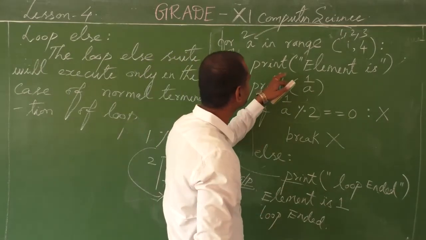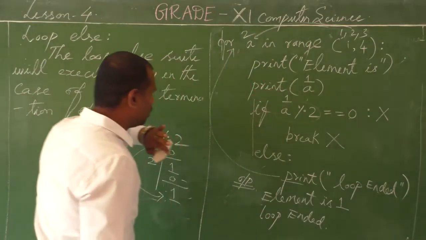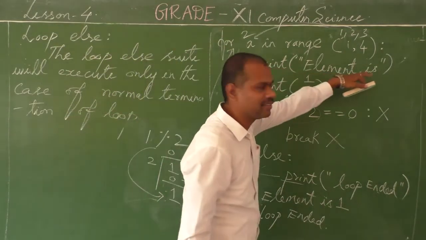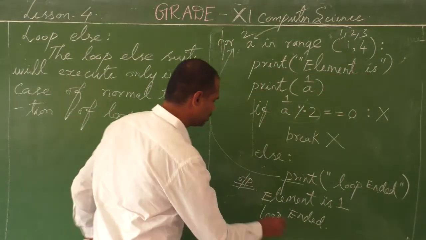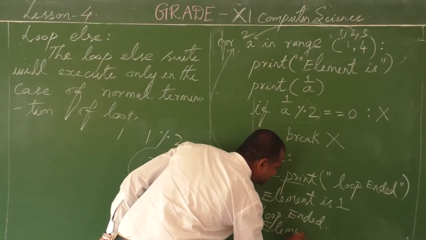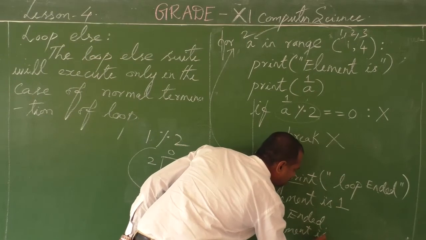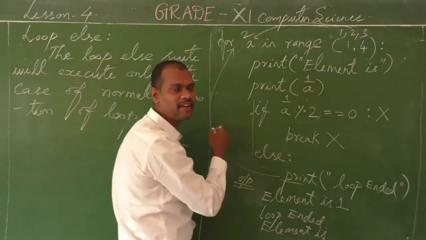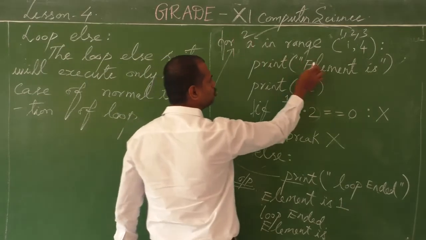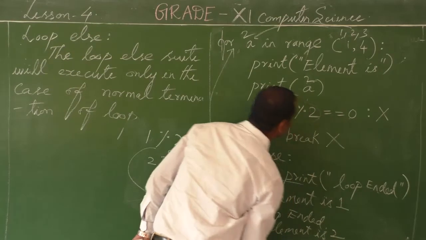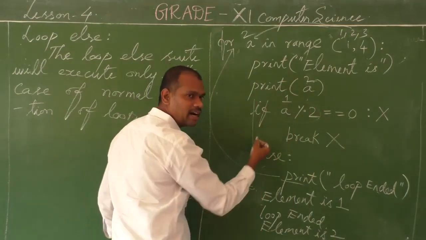Now print element is. That means what? So element is will be printed. Element is will be printed. Then print A. What is A value? It is 2. Super. So it will be printed 2. Okay. Now you come here.